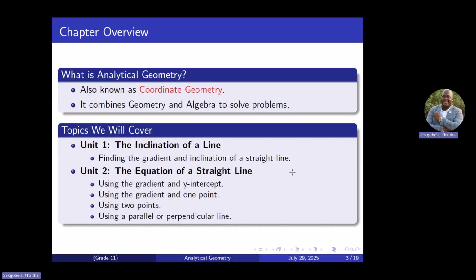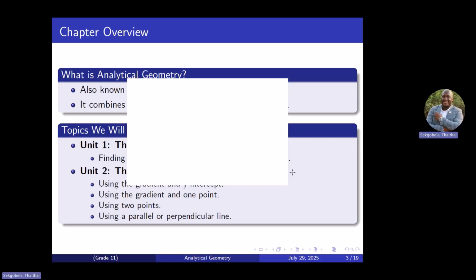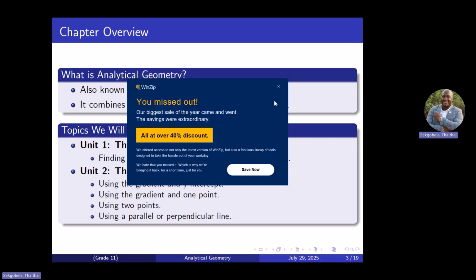In saying that, we are going to cover these topics or sections. The first one will be the inclination of a line, where we are going to find the gradient and the inclination of a straight line. What do we mean by that? We will see as we go further what that means.